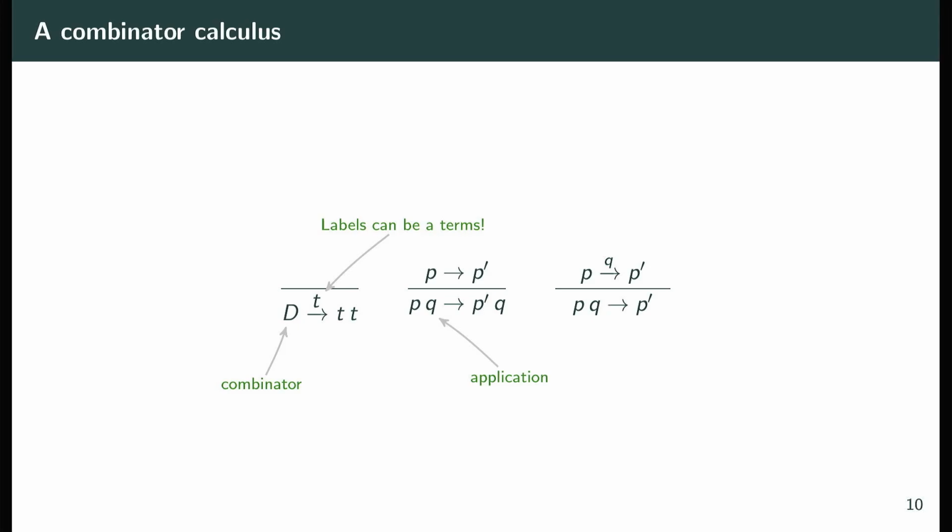And over here, this rule, actually, let's take it separately. If you apply T to D, then it's going to produce TT. If P beta reduces to P prime, then PQ beta reduces to P prime Q. That's like the lambda calculus. And now another classical rule of beta reduction. If by applying Q to P produces P prime, then PQ beta reduces to P prime. That's the standard lambda calculus application rule, all right?